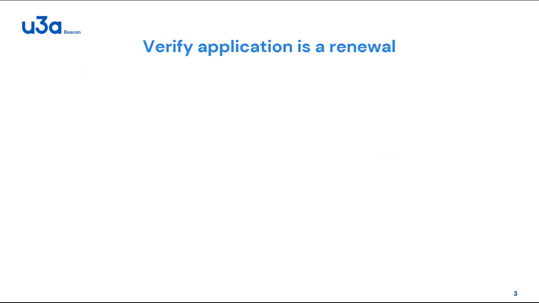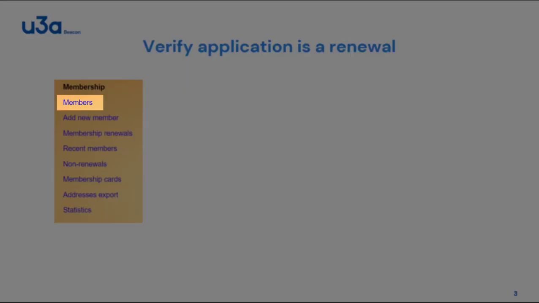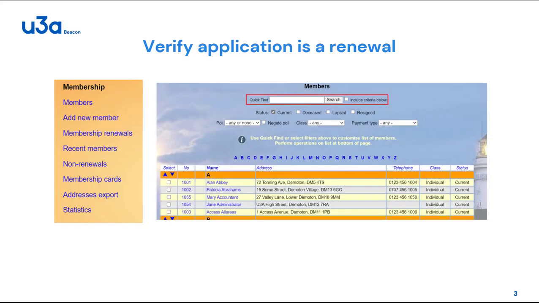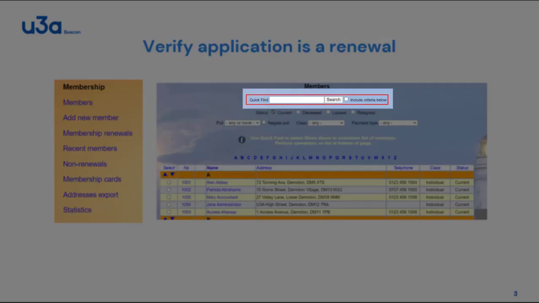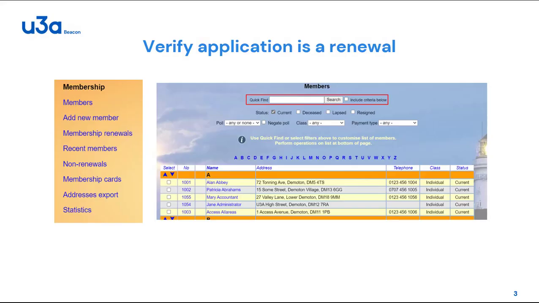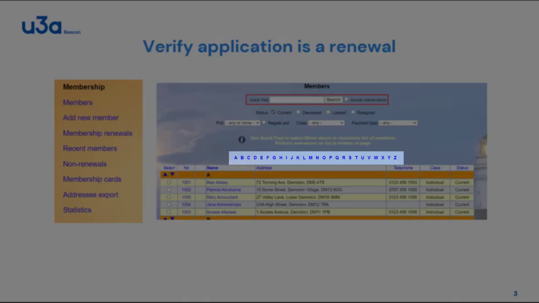Make sure you're dealing with an existing or former member rather than a new member. Click Members under Membership in the main administration menu to display the list of current members. Search for the person concerned either using the quick search box at the top or by clicking the first letter of the surname in the row of letters above the list.